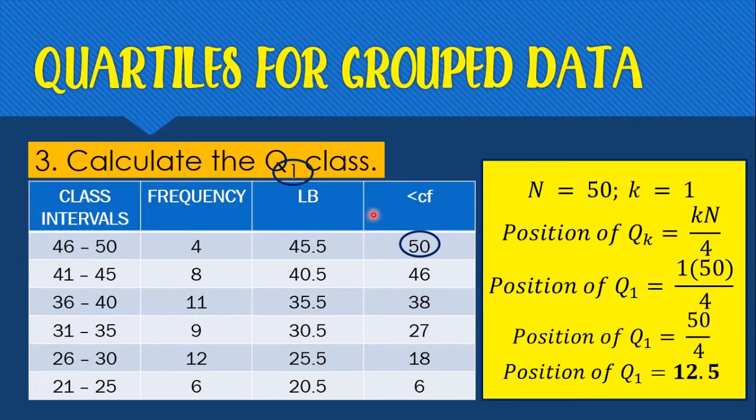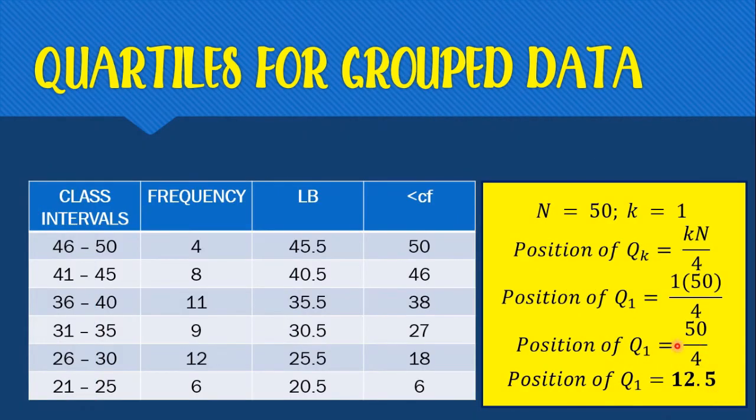We can now solve for the Q sub 1 class using the position of Q sub k is equal to k times n over 4. It is 4 because we are again using quartiles. So by substitution, our k is 1 times our n, which is equal to 50, divided by 4. So 1 times 50 is 50 over 4, which is equal to 12.5. So the position of Q sub 1 is equal to 12.5.